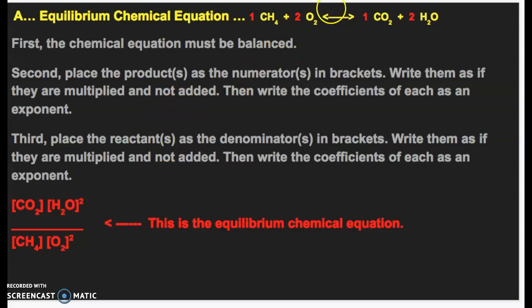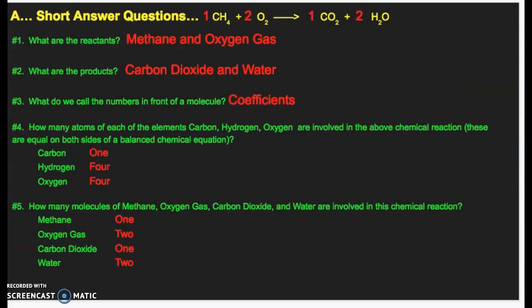Then on the denominator, you use the reactants. You have methane, CH4, open brackets, CH4, close brackets, open brackets, O2, close brackets. How many methanes do I have? 1. You don't have to do anything with that. How many oxygen gases? I have 2, so you have to put an exponent of 2 there. Once you get that done, then this is the equilibrium chemical equation. Pretty simple, right? Okay. Continuing on.